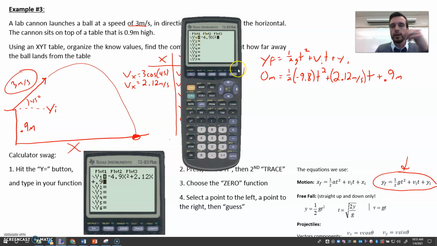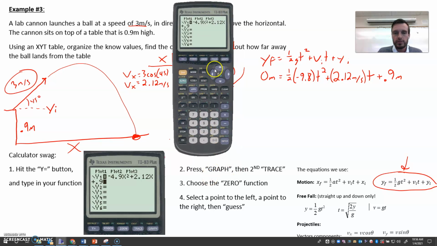Negative 4.9 x squared. Then you're going to do plus 2.12x. That's what I just typed in right here, 2.12t or 2.12x. And then finally, plus 0.9. So now I've entered the function in my calculator. If you look at the slide here, the next step is to say graph. It's going to make a graph of your quadratic function. There it is.